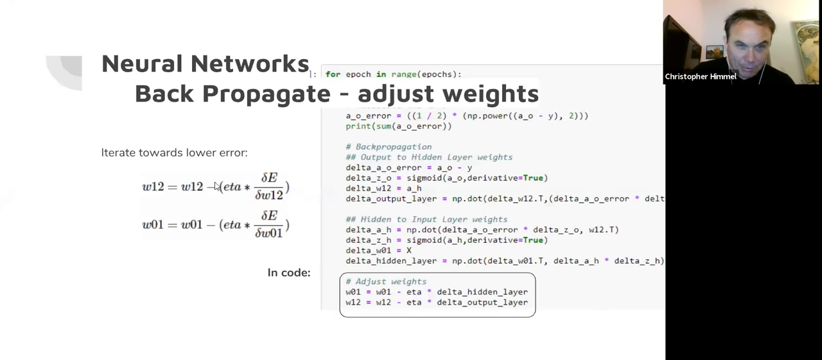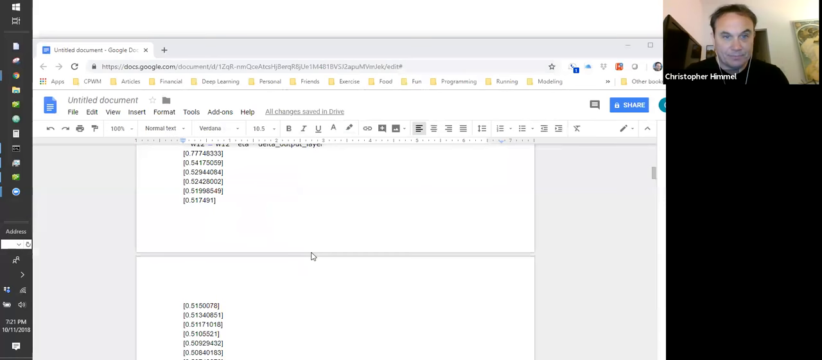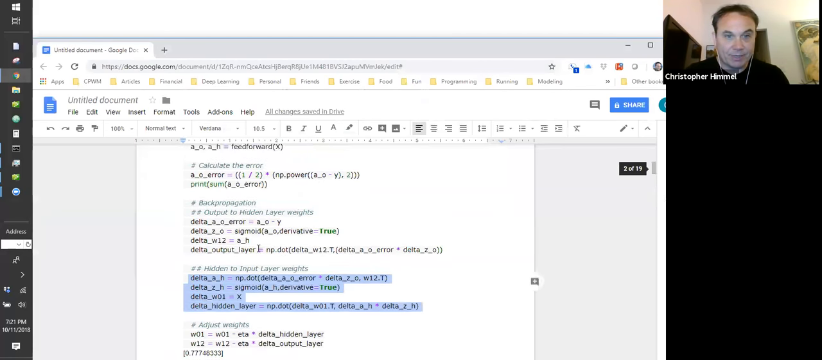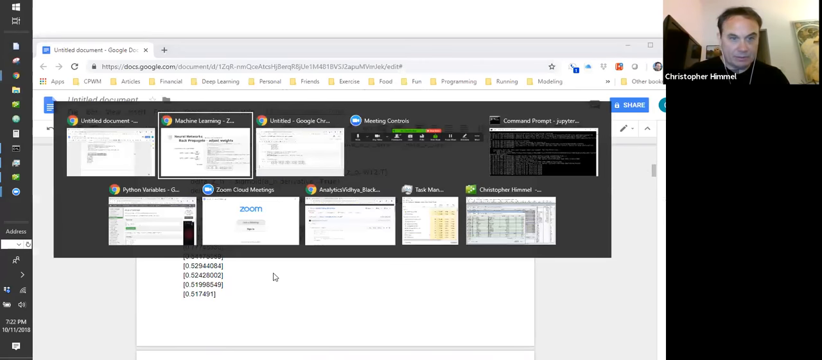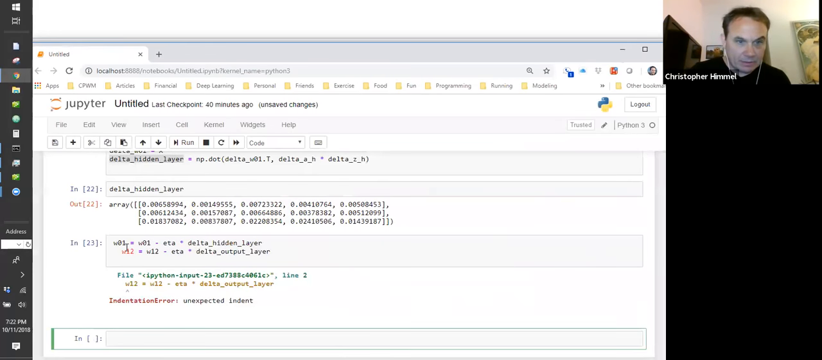We're going to change this weight just a little bit. How much are we going to change it? We're going to change it the opposite way of how much it affected the error. So the next step is just that. Let's grab the code and run it.